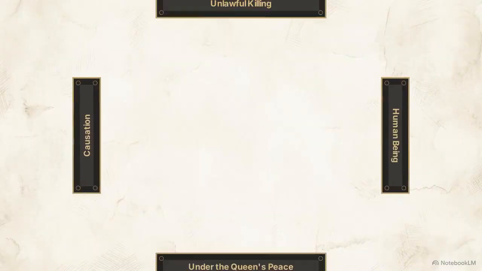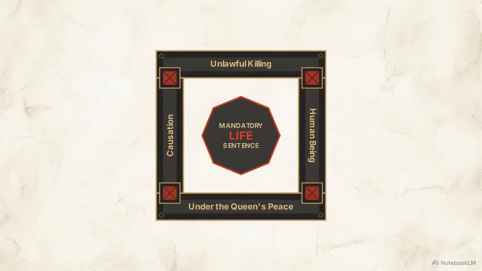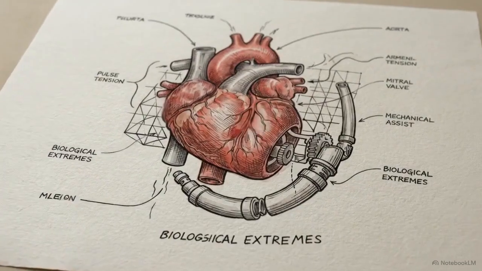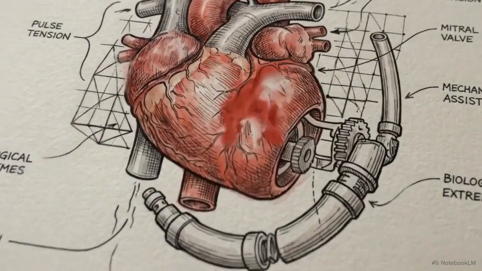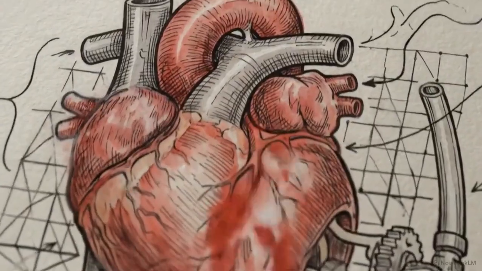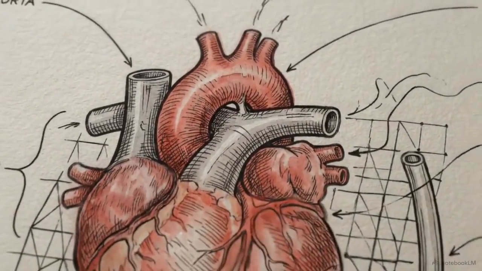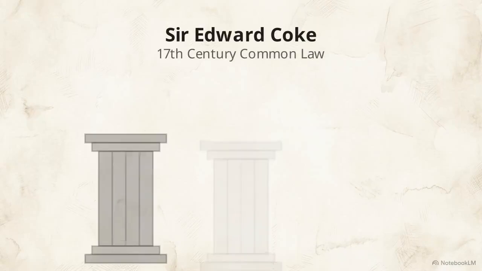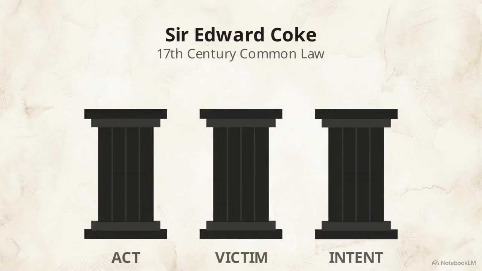English homicide law operates like a rigid engineering system built on incredibly strict definitions. To understand how that system actually works, we must see what happens when its structural boundaries confront the biological extremes of modern medicine. The foundation of this system was laid in the 17th century by Sir Edward Coke.